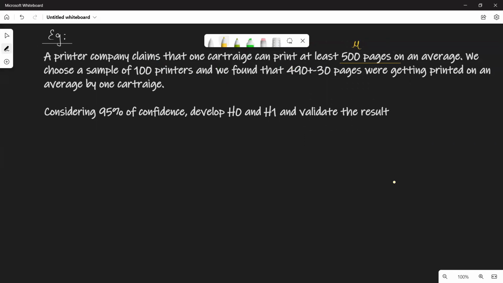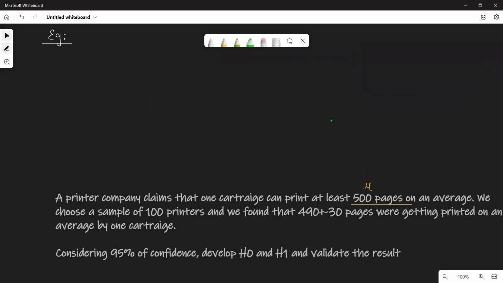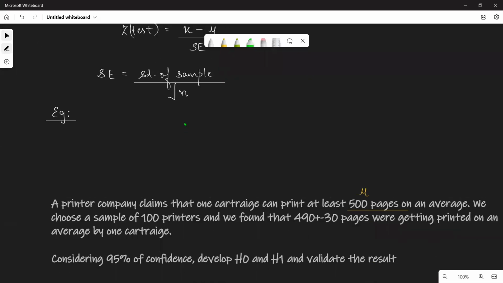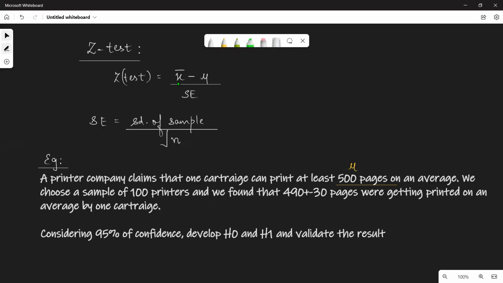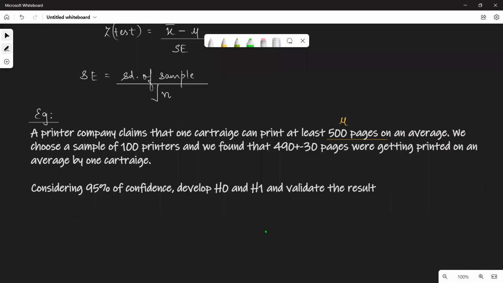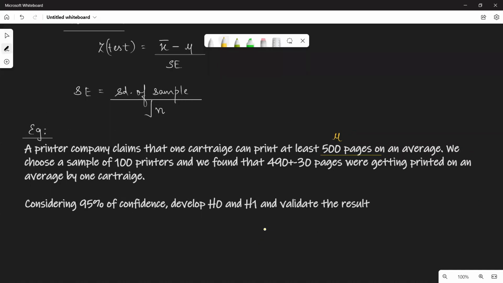Because see, what do we have to find? This is the formula. So we need to identify X bar, we need to identify mu, we need to identify small n, we need to identify standard deviation. All these things we have to calculate. So considering the question, this 500 pages which we have is the population mean. So I will consider it to be mu.